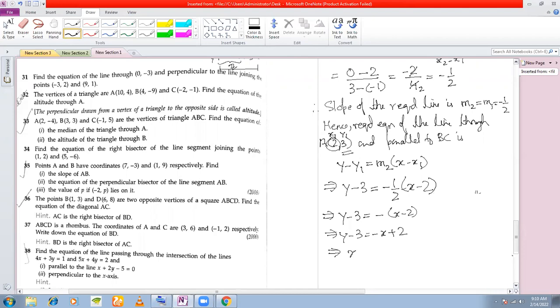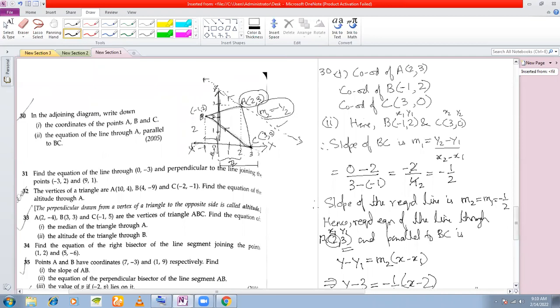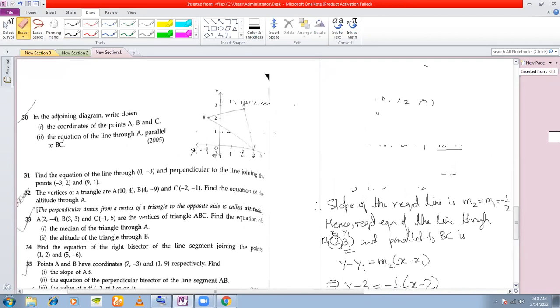Now you take x on the other side, and you take the constant also on the other side. So you get x plus y minus 3 minus 2 is equal to 0. That means you're getting x plus y minus 5 is equal to 0. This is the required equation of the line through A and parallel to BC. That is the required equation of this dotted line. Okay. So that finishes this question. Let's proceed to the next question.